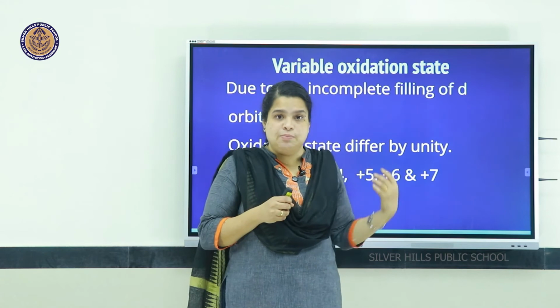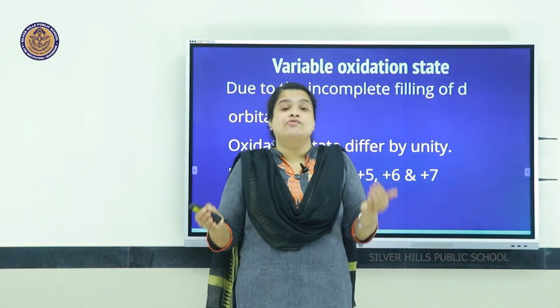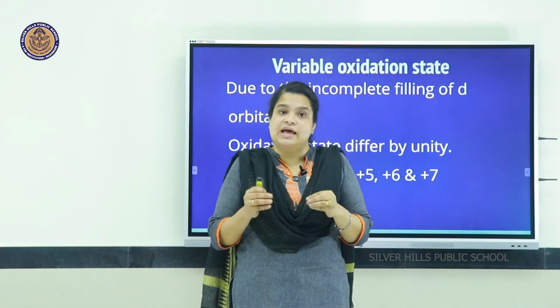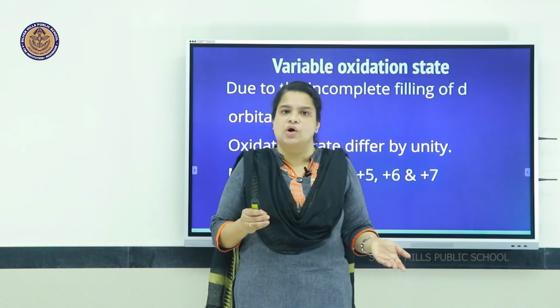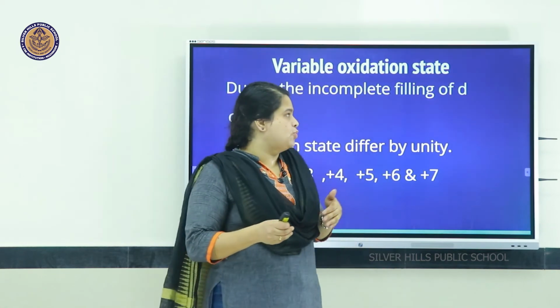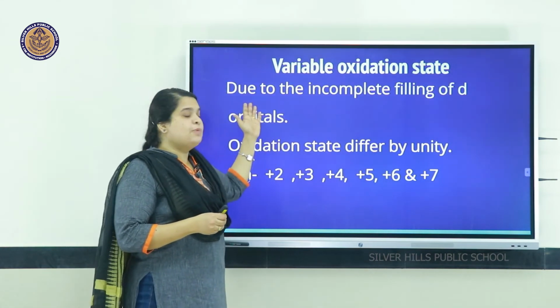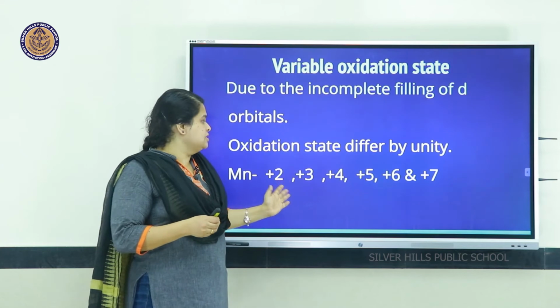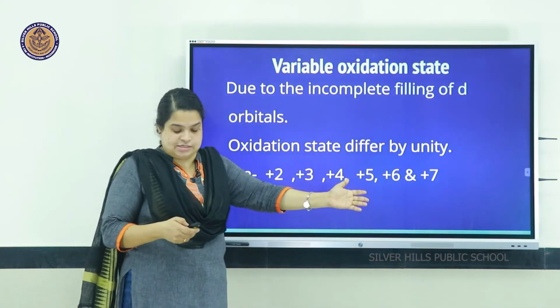But when we come to d block elements, variable oxidation states are seen. And for heavier elements, you can see that the higher oxidation states are stable. This is just the reverse of the inert pair effect. For heavier elements, the higher oxidation state will be stable. Here we will see the variable oxidation state. This is because you have incomplete d orbitals. So Mn and others show +2 to +7 oxidation states.